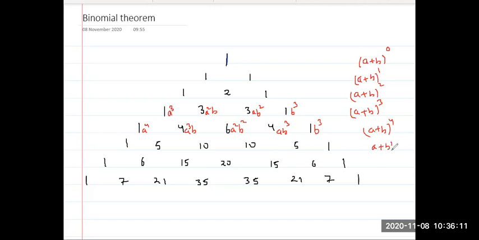(a plus b) whole 5: a to the power 5, a to the power 4 b, a cube b square, a square b cube, ab to the power 4, b to the power 5, right? Got it? Yes or no?